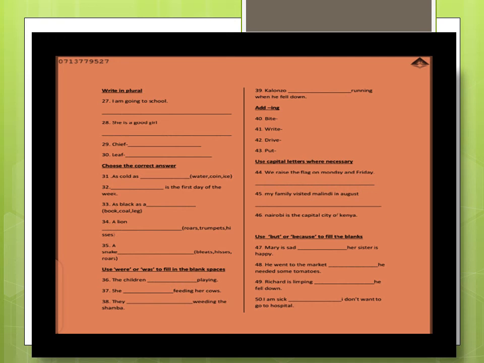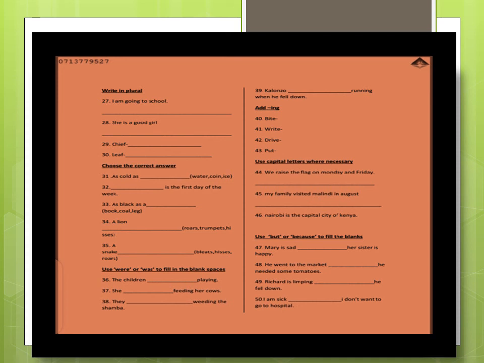Use capital letters where necessary. Capital letters are used at the beginning of every sentence and when you are writing proper nouns. Proper nouns are names of people, days of the week, months of the year, just to mention a few. The question is, we raised the flag on Monday and Friday. So the capital letter right at the beginning of the sentence, that is We. Monday, start it with a capital letter, and Friday, also starting with a capital letter, and put a full stop at the end of your sentence.